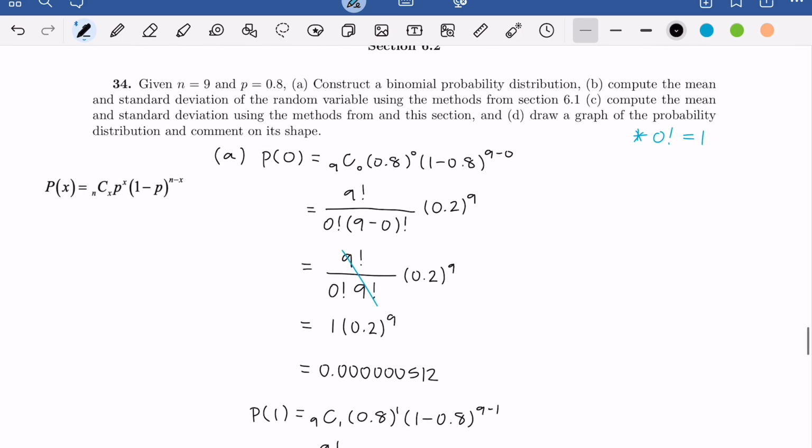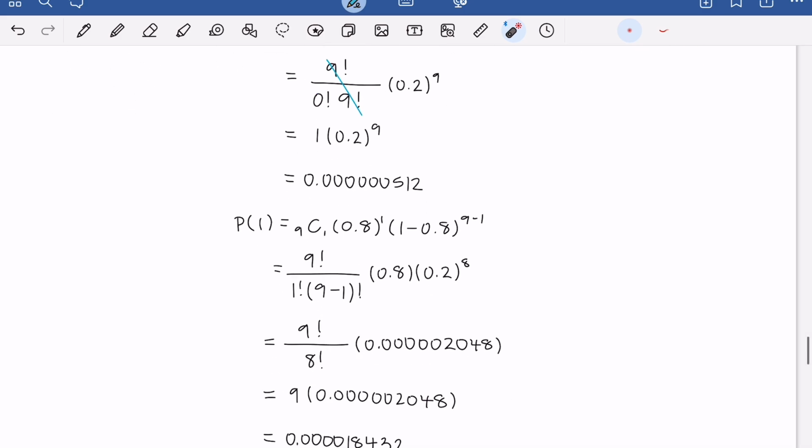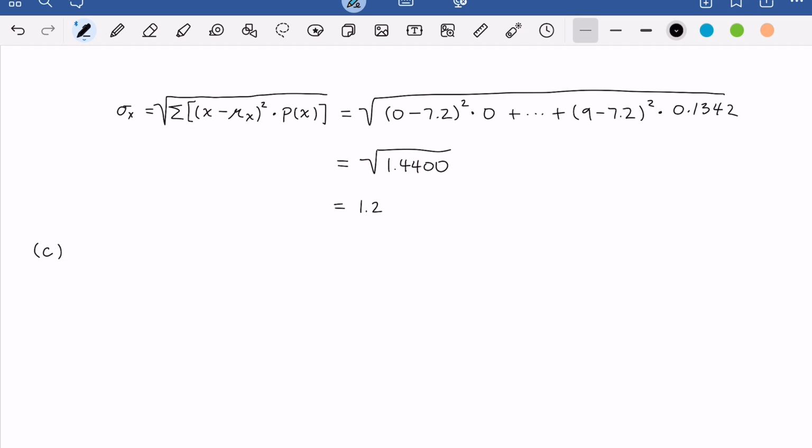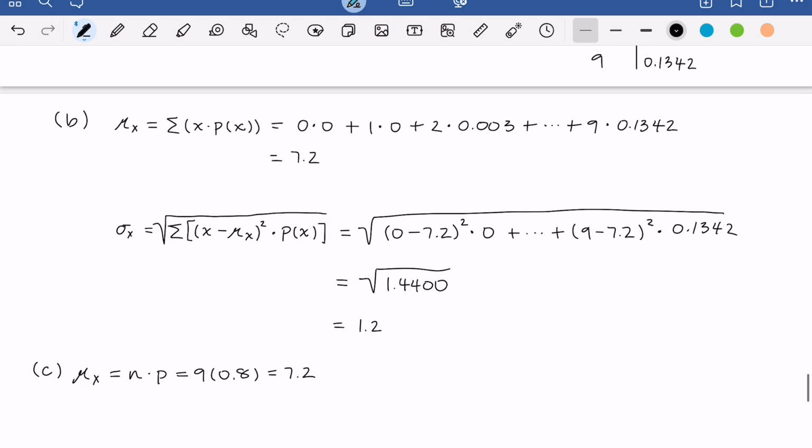Now for part C, we want to do the same thing, but we're going to compute these values using the methods from this section. So we're going to use the formulas introduced in this section. From section 6.2, we're going to see that the mean is going to be the same thing as the number of trials times the probability. So we know that there are 9 independent trials, and we know that the probability of success is going to be 0.8. So multiplying these together, we are going to get 7.2, which is the mean that we saw from using methods in section 6.1 here.